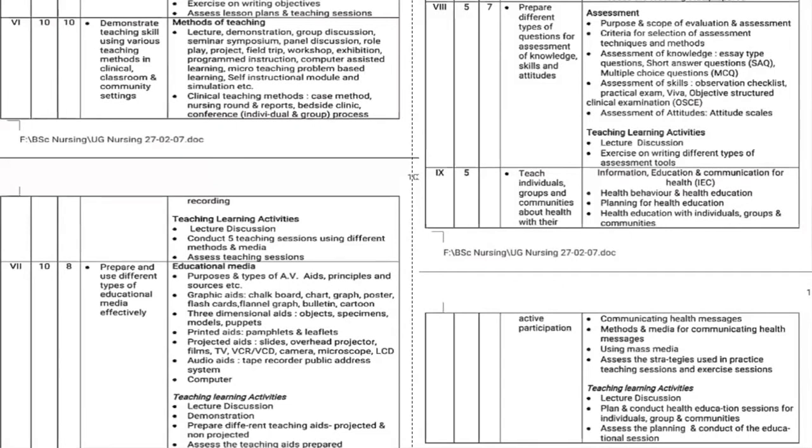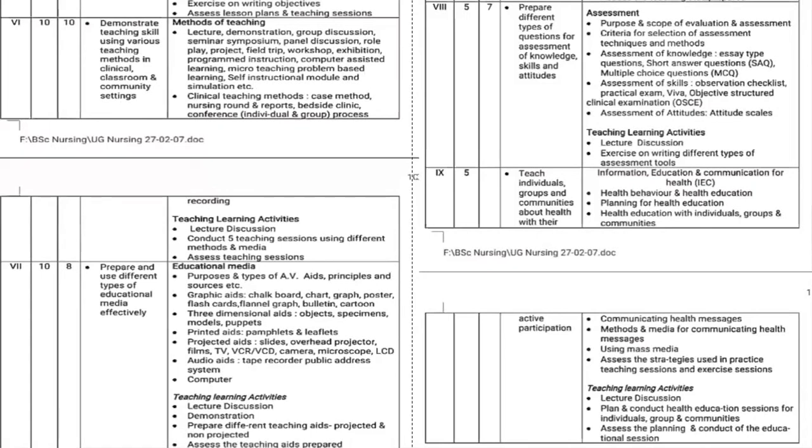Unit 7, total 10 hours. 8 hours is practical. You have to do the AV aids. You have to prepare some charts, flip charts. Flip charts are audio visual aids. Using some posters, you have to use the chalkboard for presentation. Okay, 8 hours is the practical. You have to do all these things in the practical class. Educational media in the education system.